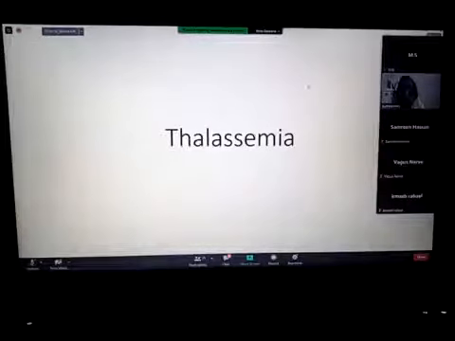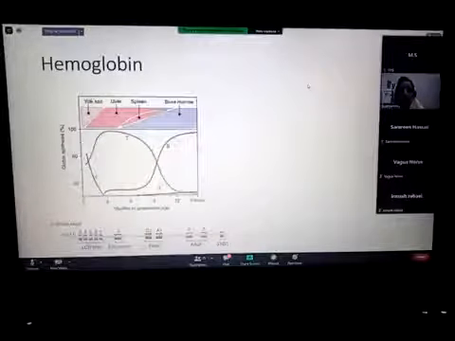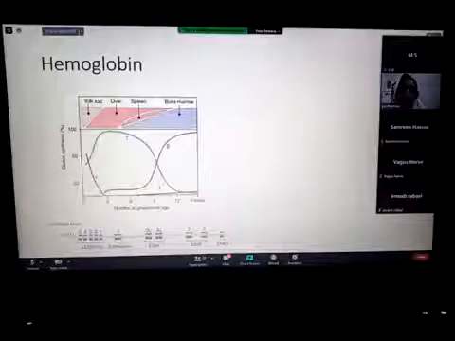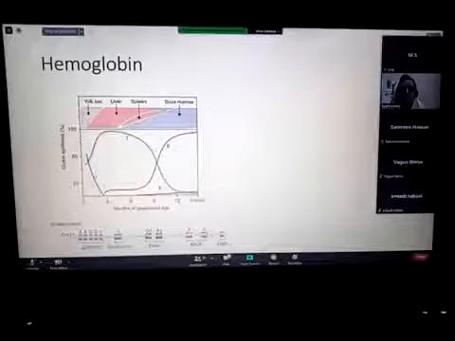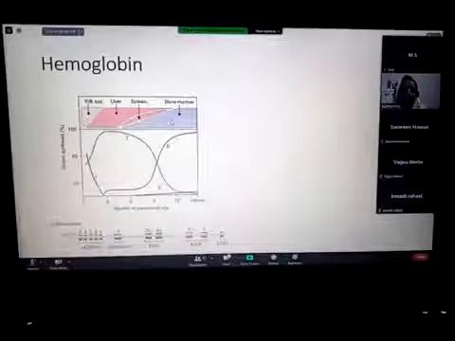So good. With this, we come to the second topic, which is thalassemia. You need to know the various sources of hemoglobin. Initially, it starts in the yolk sac, then goes to the liver and spleen. Finally, at 3 months of gestational age, it's the bone marrow that takes over, and the spleen and liver slowly stop synthesis of hemoglobin.